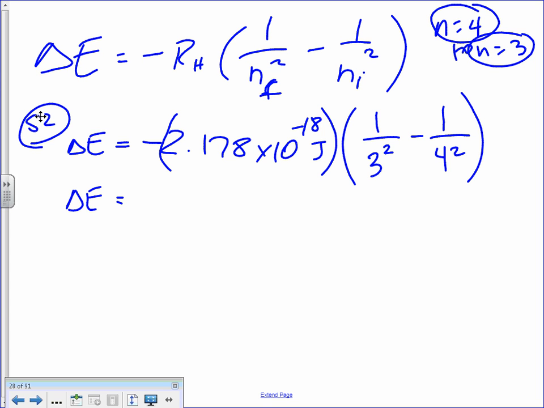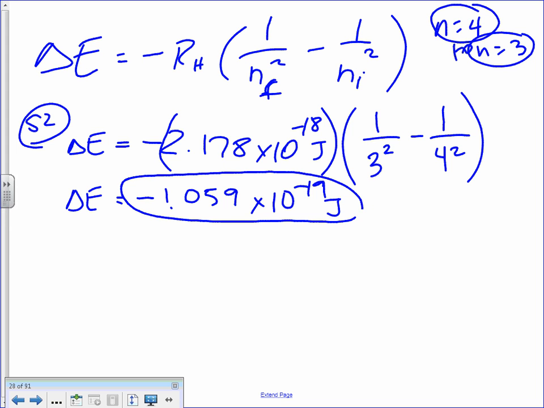Right, answer. Anybody? Tell me the answer. Negative. So I'm going to round, 1.59 maybe, times 10 to the negative 19 joules. This is the energy of the photon that is released. The question was not asking about energy, it was asking about... question again?